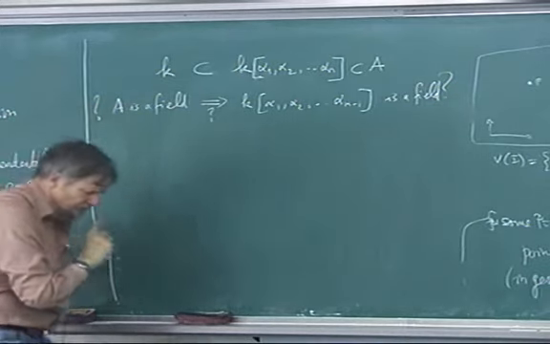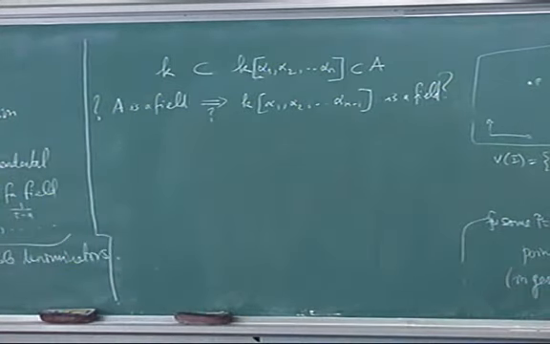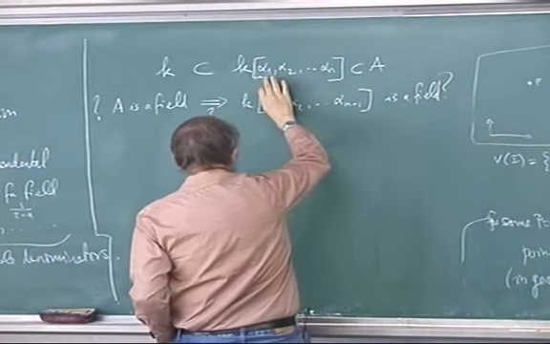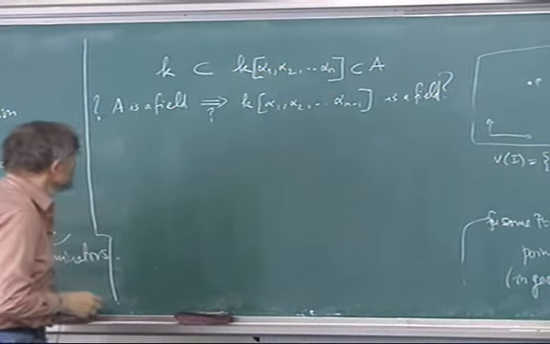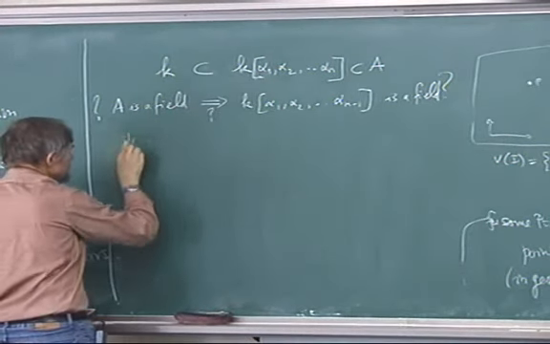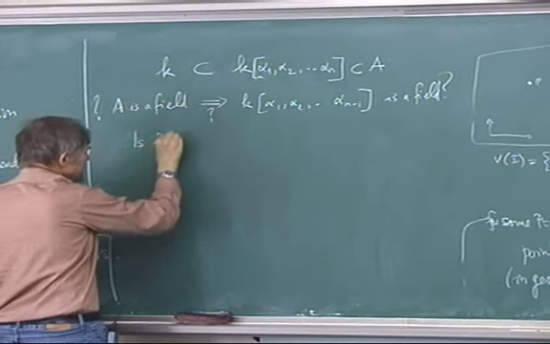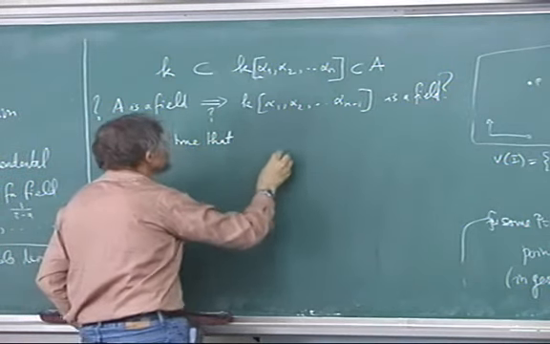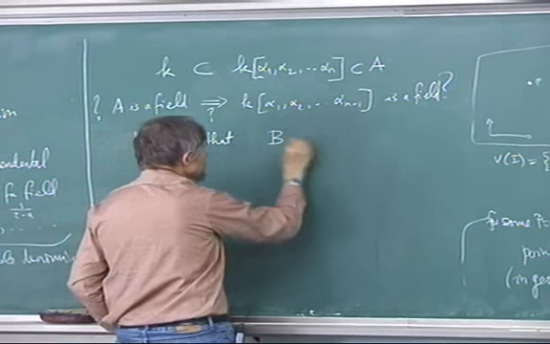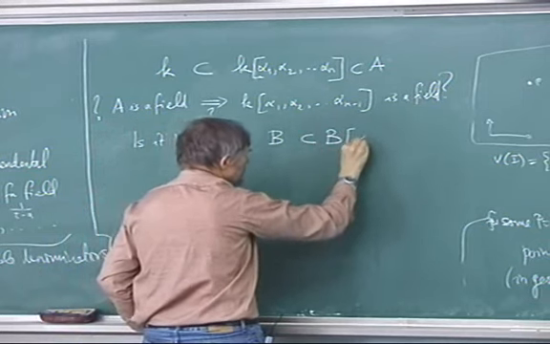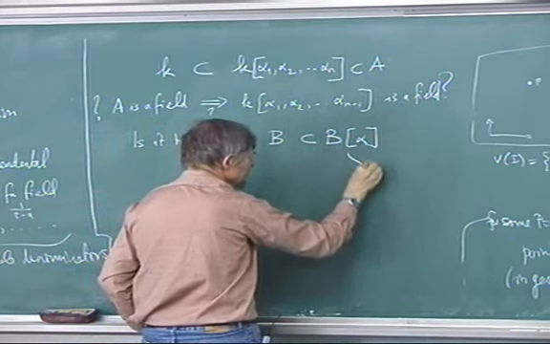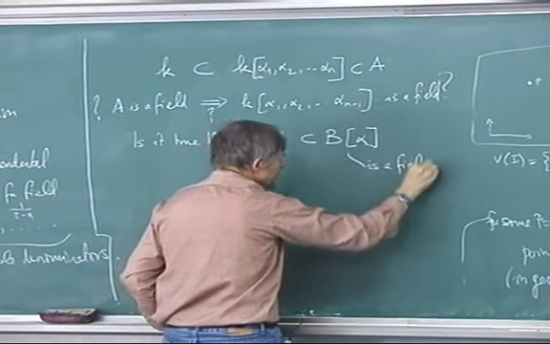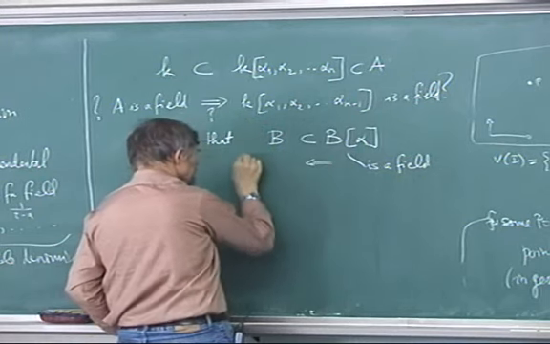Right. So the proof I'm going to give passes via this idea. It contains the idea that I'm going to think about each of these elements one at a time, adding one at a time. So is it true that B is contained in B of a single element alpha, if this one is a field, that this necessarily implies that B is a field?